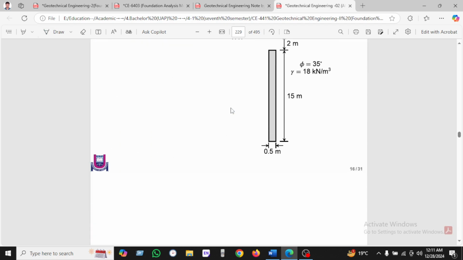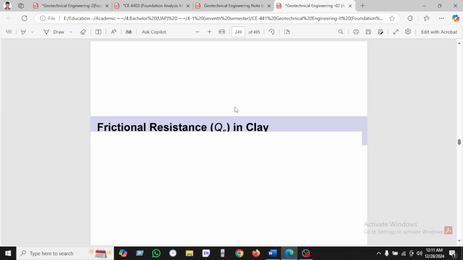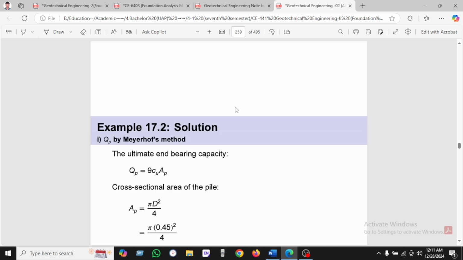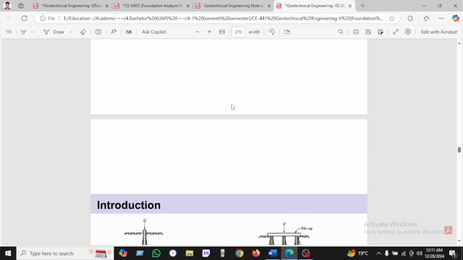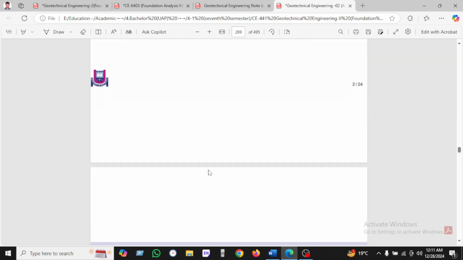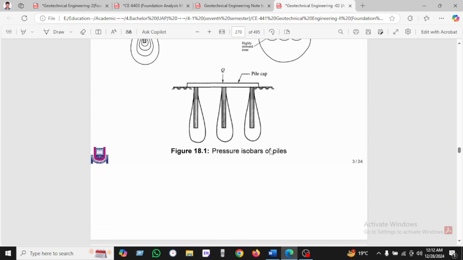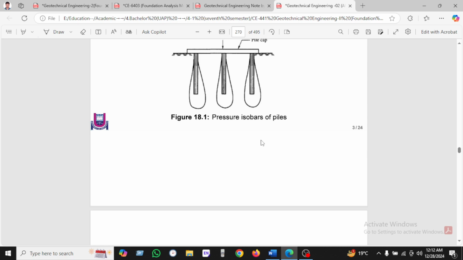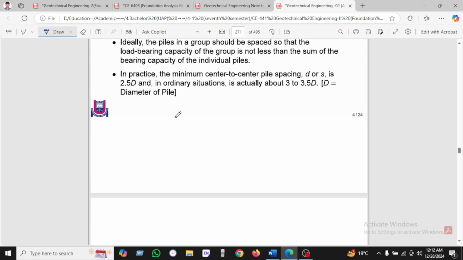so now we want to see the group pile. Okay, so let's see, here is some theory of group pile. We are seeing here the theory of group pile. This is the pressure bulb. We are showing the isolated single pile and the isolated group pile, and the pressure isobar of the piles. Maximum spacing of piles in a group we can see here.